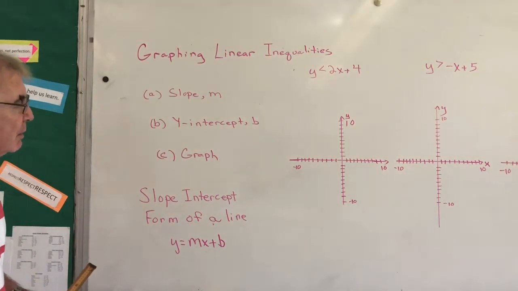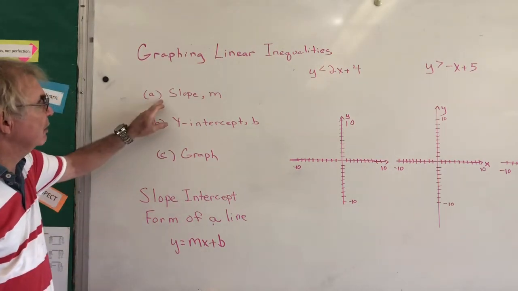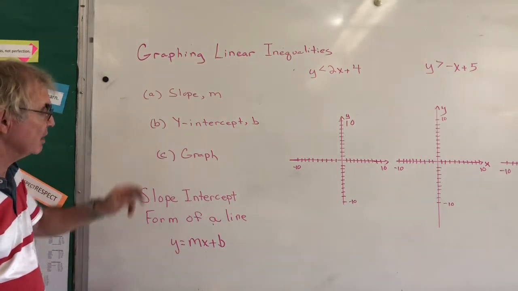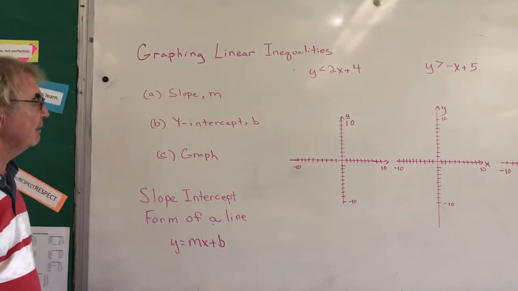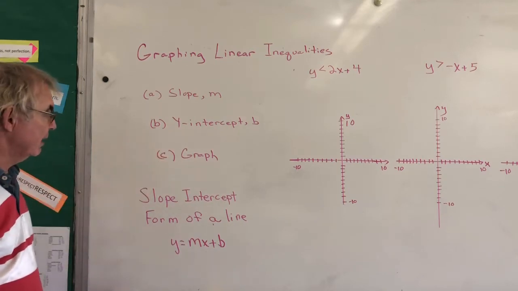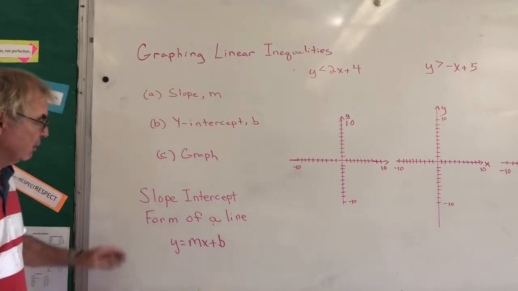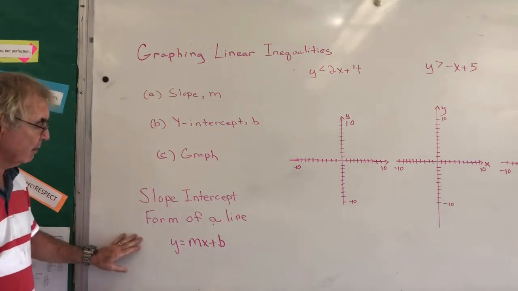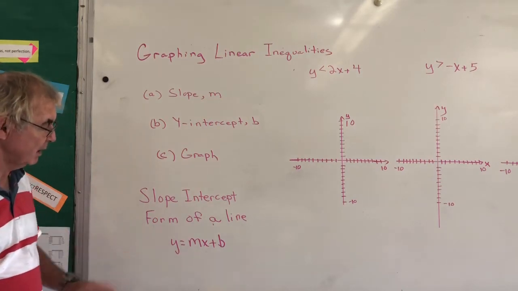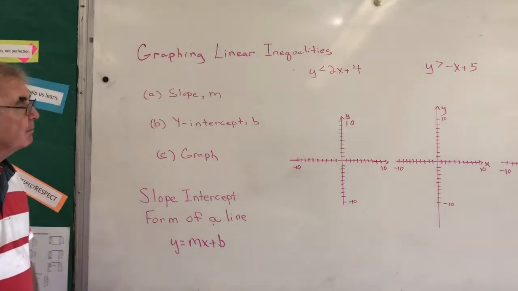The questions we worked with today will ask you to find the slope of each line given, that's m, find the y-intercept of each line given, that's b, and to graph the line and to shade in the appropriate side. And what we're going to be doing is getting our equations in the form of y equals mx plus b, but we're going to replace the equal sign with an inequality.